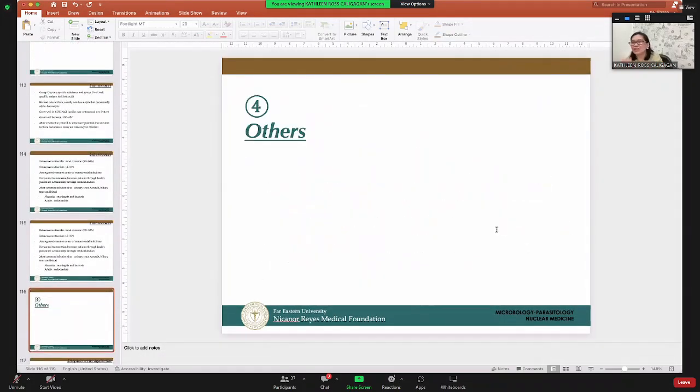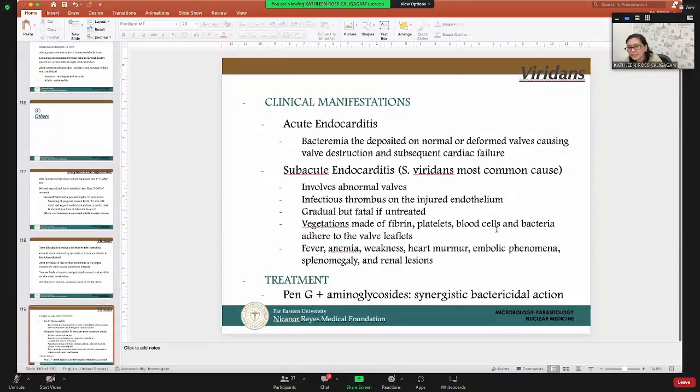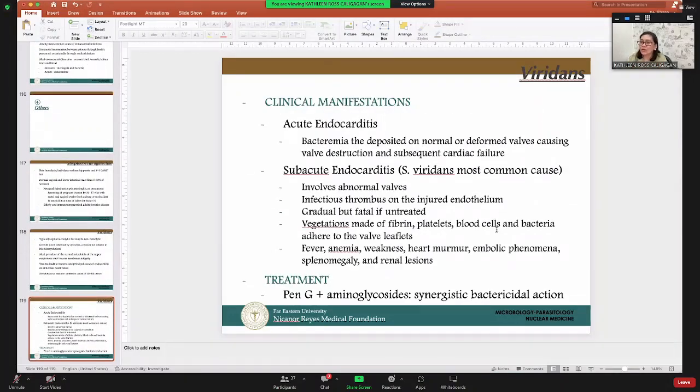Enterococci, please just read on this one. Enterococci is short naman. Okay, for the remaining time, I want to go over Neisseria.